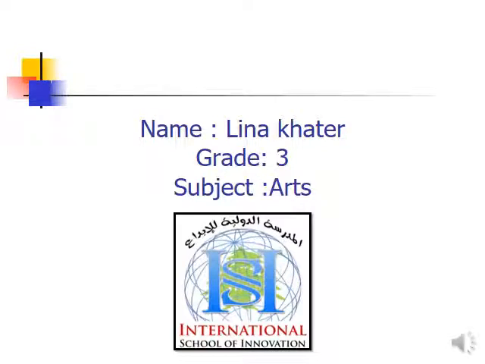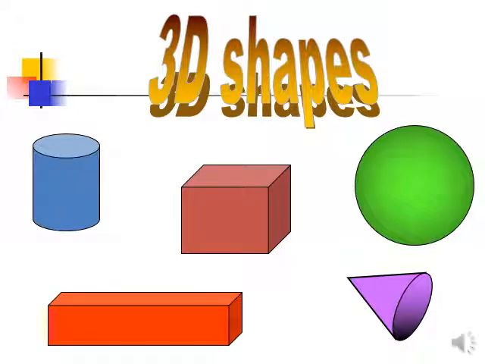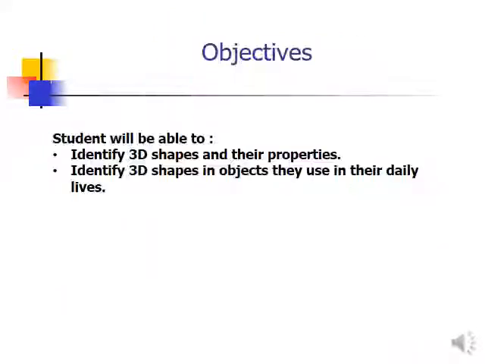So, today we're gonna do some recap about our last two lessons, which is about the 3D shapes and the color wheel. So, now let's start together. We will start with the 3D shapes. This is some 3D shapes.